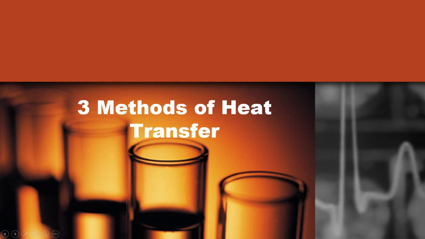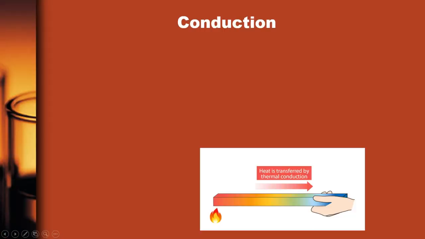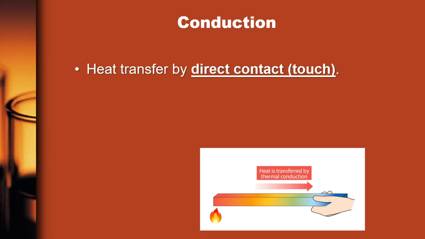So the first and probably simplest method of heat transfer is called conduction. Conduction is heat transfer by direct contact. So anytime two objects are touching each other in direct contact, they can transfer heat. Obviously, heat will go from the hotter object to the colder object. It doesn't necessarily have to be two objects. It could be something like this example that you see down here.